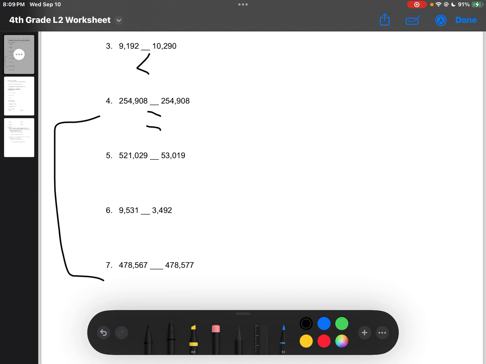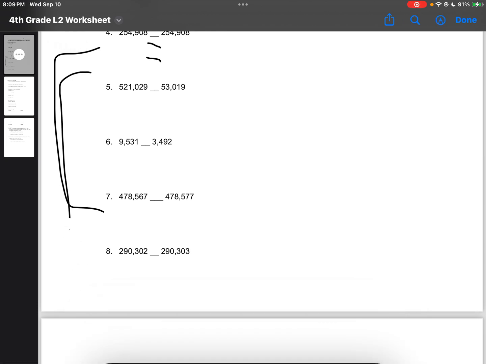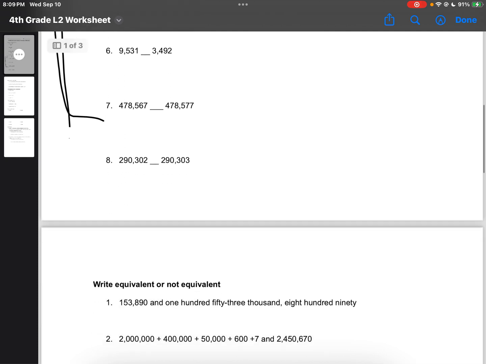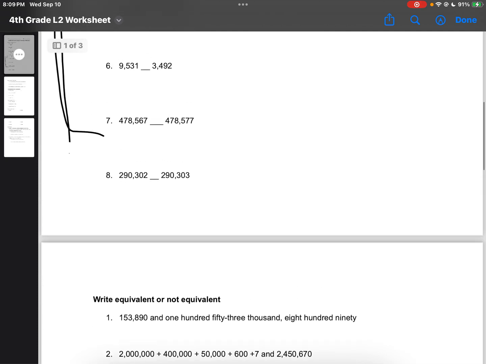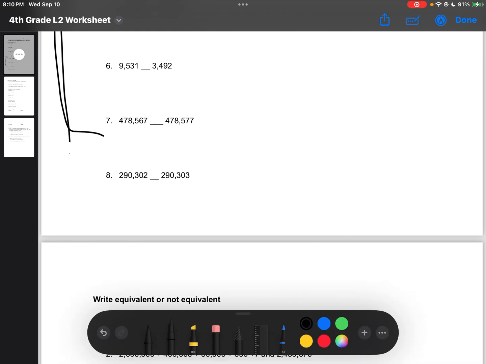Alright, 5 through 8, actually, I'll do 8 with you guys. So 5 through 7 you guys could try on your own, and number 8, 290,302 and 290,303. So it's almost the same except for the last digit, where 290,303 is greater by 1. So we'll put 290,302 is less than 290,303.